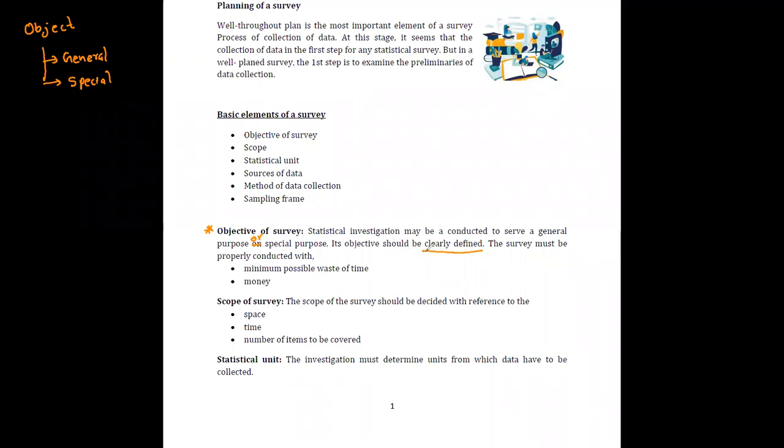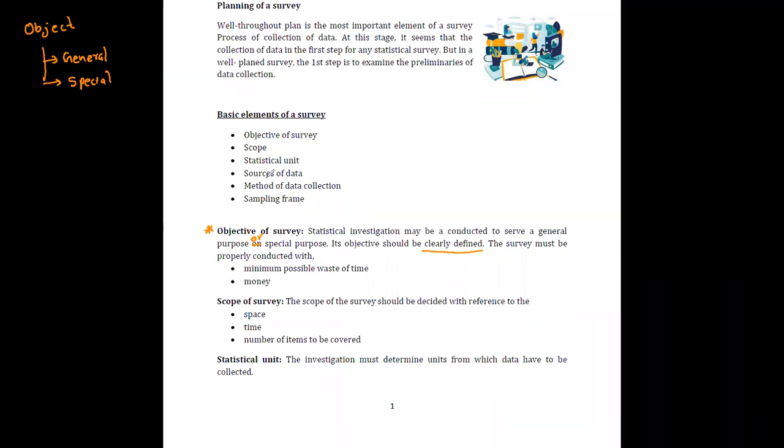And when you are conducting your survey, apart from this objective, your survey must be properly conducted with the minimum possible waste of time. Time wastage may be there. We cannot conduct a survey with zero time waste. It is the general thing that we face when we conduct a survey. Therefore, we have to minimize this waste of time as well as the waste of money. These two things have to be kept in our mind when we are going to conduct a survey.